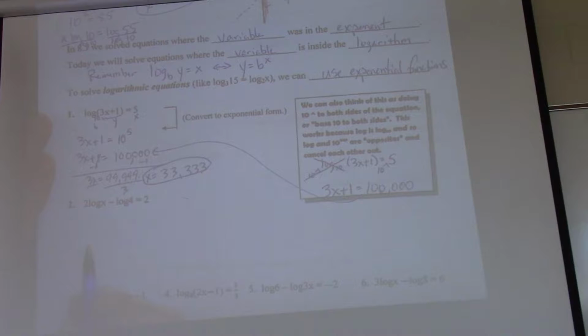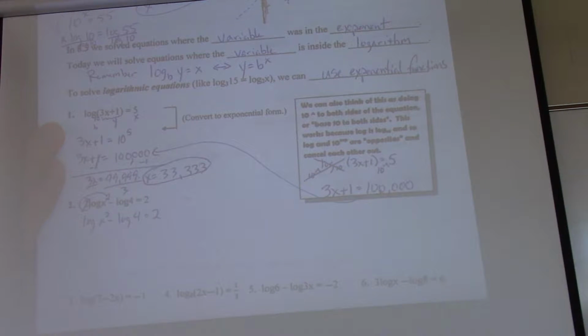Yeah, okay, so I think the 2, I think about a log. That's exactly right. Take this 2, put it up as an exponent. So let me rewrite this first of all. You're 100% right. That's the first step. Log x squared minus log 4 equals 2.